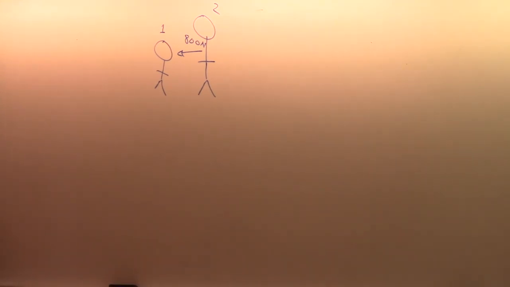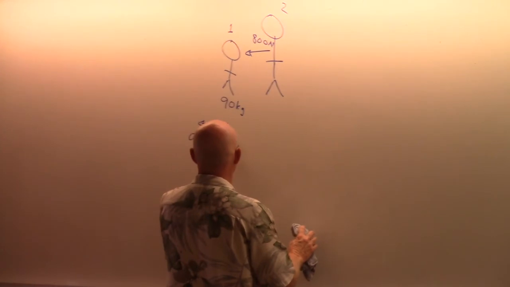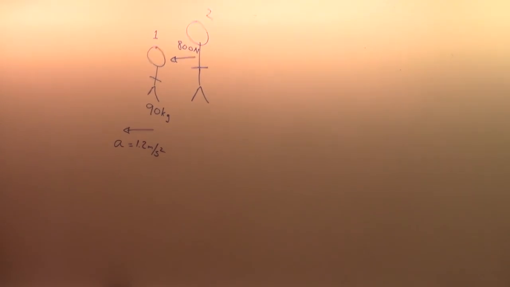Okay, so I think that's what I got going. Now, the mass of the losing player, I'm going to take that as the inadequate player, the one who's losing ground. So the mass of the losing player and their equipment is 90 kilograms, and he has an acceleration of 1.2 meters per second squared backwards. Okay, so I'm going to put underneath 90 kilograms. I'm also going to say there is some acceleration of 1.2 meters per second squared going backwards. So again, just step 1, make sure you got a good understanding of what's going on here.